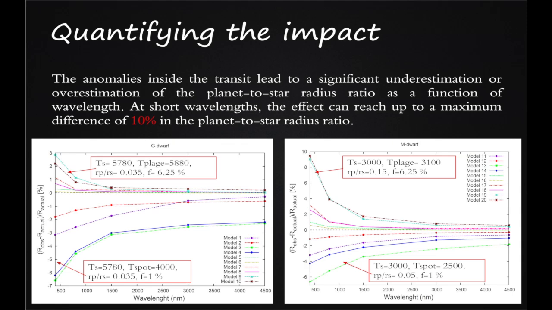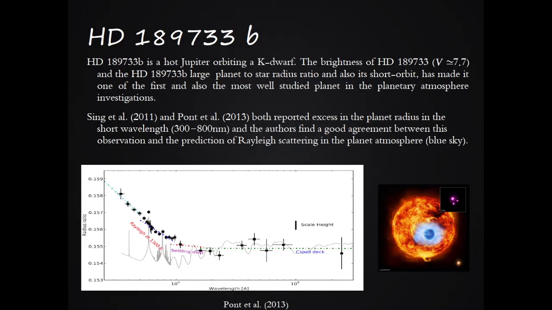The interesting result was that those features, due to stellar activity, can cause a 10% overestimation in the planet radius, especially at shorter wavelengths, and also around 6% underestimation when overlapping with a spot. This was very interesting because if we go back to the famous planet for which they observed the increase in the planet radius toward shorter wavelengths, this planet is orbiting an active star.